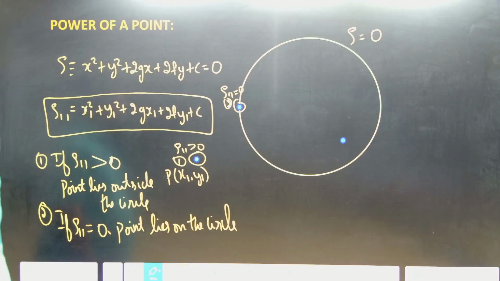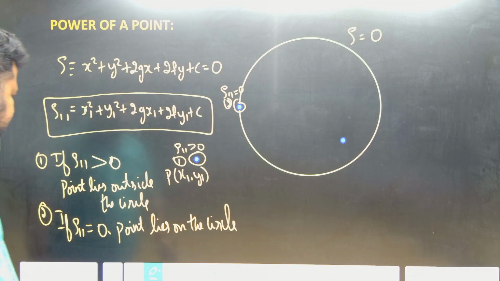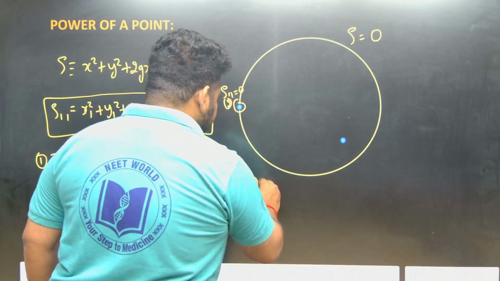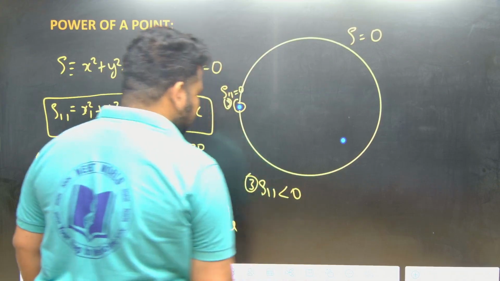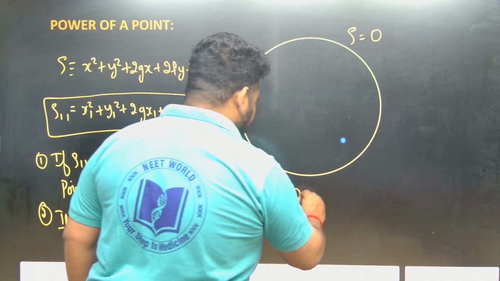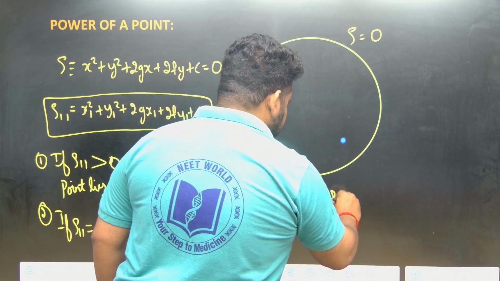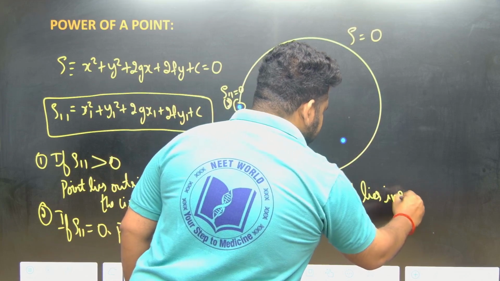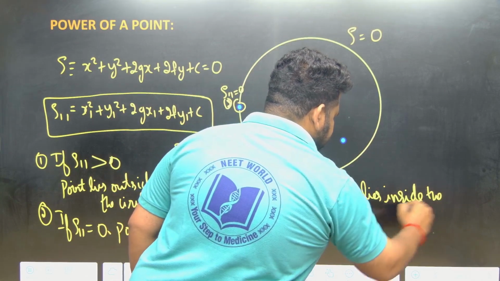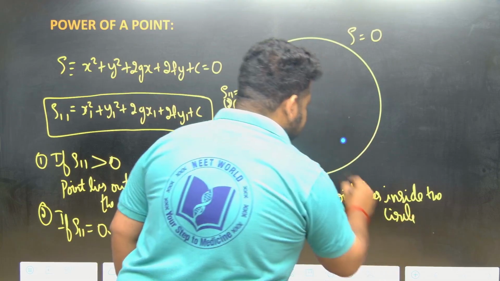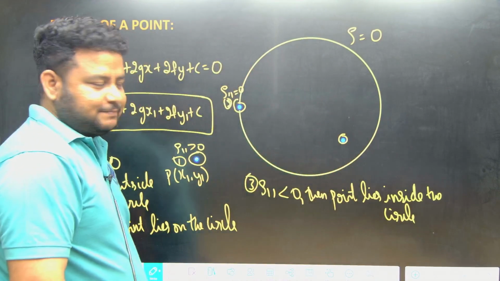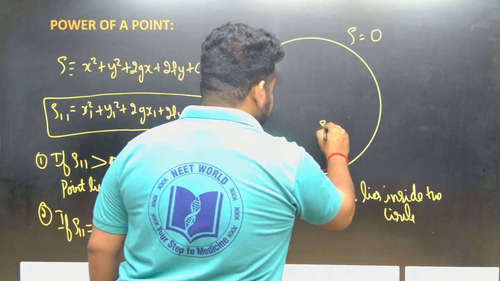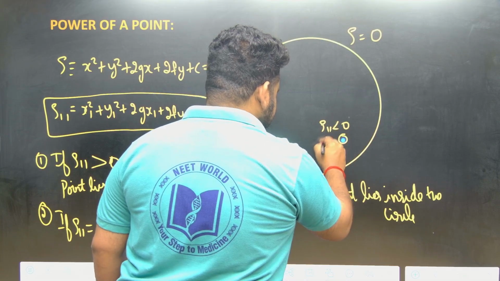Now, third condition which you must be already knowing or assuming. If S11 is less than 0, then the point lies inside the circle. Please note this, very important, because they have asked questions based on this concept. So S11 is less than 0, so it is lying inside the circle. This is the third point.